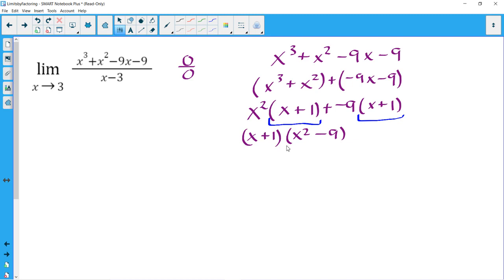So the next step is we have to see if there's anything left here to factor. There is. Again, we have another difference of squares, x squared minus 9. They're subtracted, and they're both perfect squares. The square root of 9 is 3 and negative 3. So it's x minus 3 and then x plus 3. Again, that's pre-calculus.